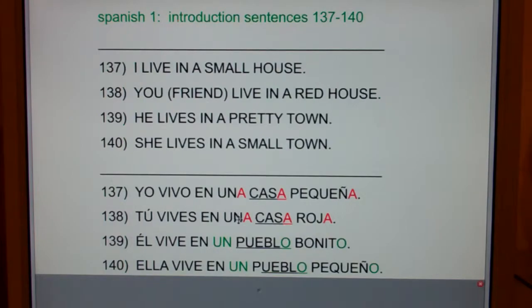Now, you say to your friend, you live in a red house. Now, a and red are not referring to your friend. A and red are referring to house. And since house ends in A, casa, it's got to be una casa roja.